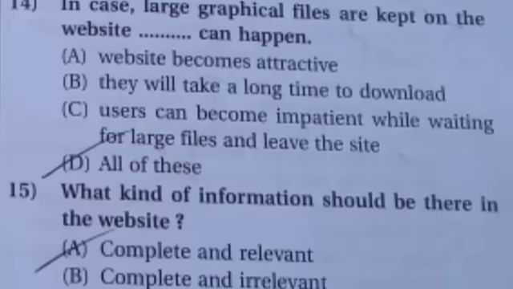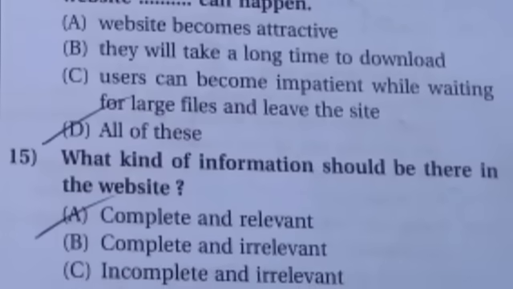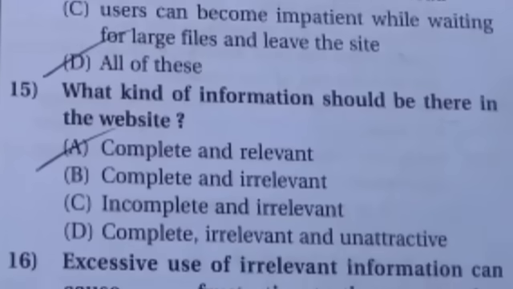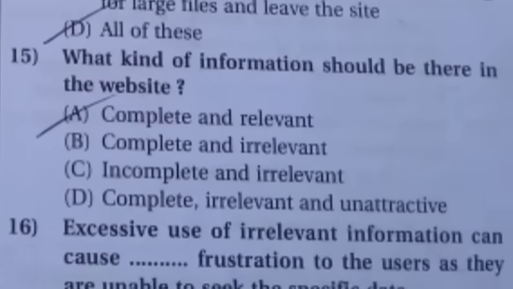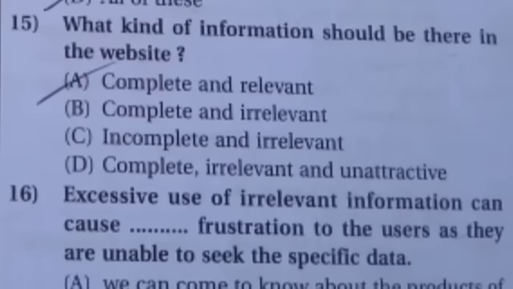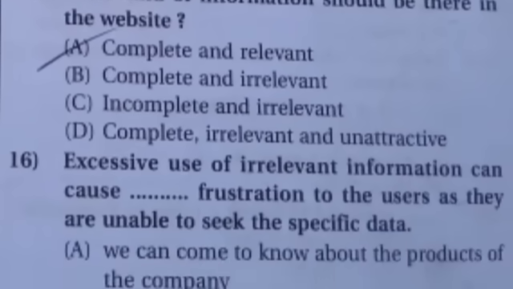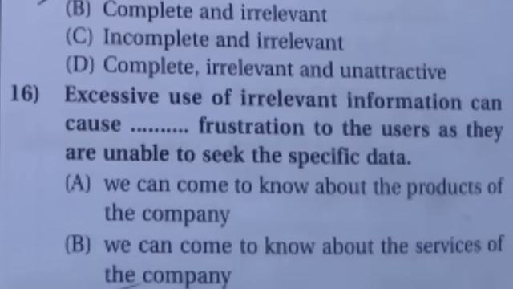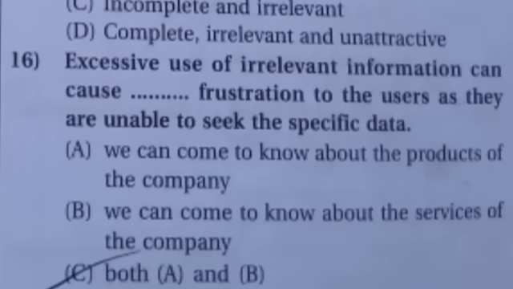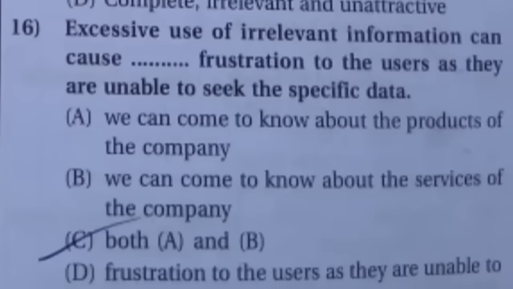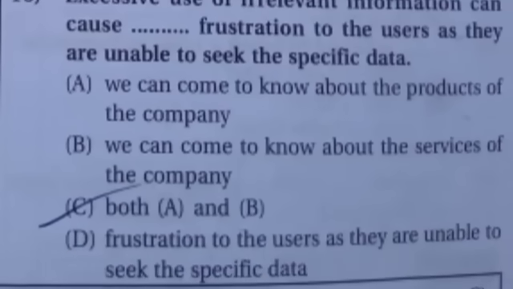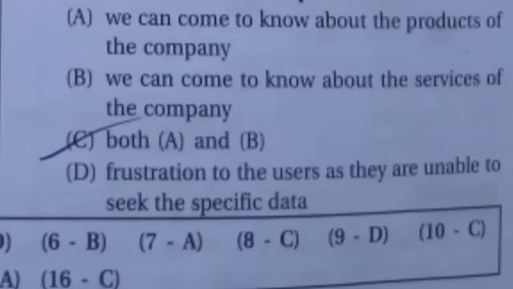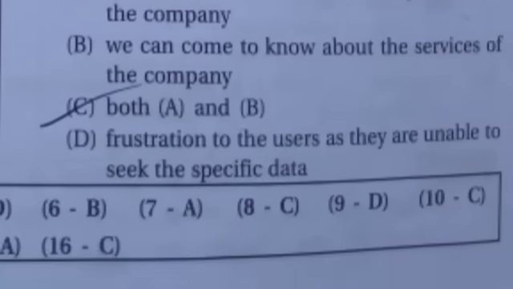14, in case large graphical files are kept on the website, dash can happen. D. All of this. What kind of information should be there in the website? A answer is complete and relevant. Excessive use of irrelevant information can cause dash frustration to the user as they are unable to seek the specific data. C. Both A and B.